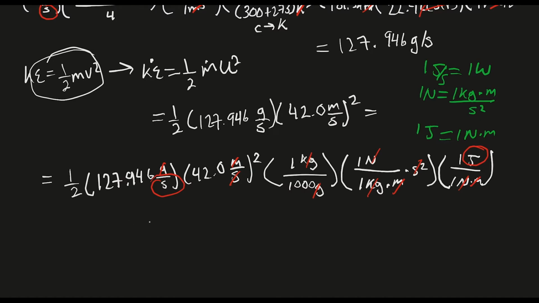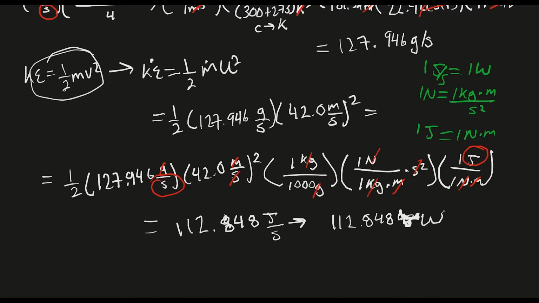Alrighty. So we plug this into our calculator, and the final answer we get is 112.848. I don't know what happened there, but that's an 8. And then joules over second. But wait, we know 1 joule over second equals 1 watt. Therefore, we could say 848 watts. What is going on? Watts. Cool. So we have our final answer.